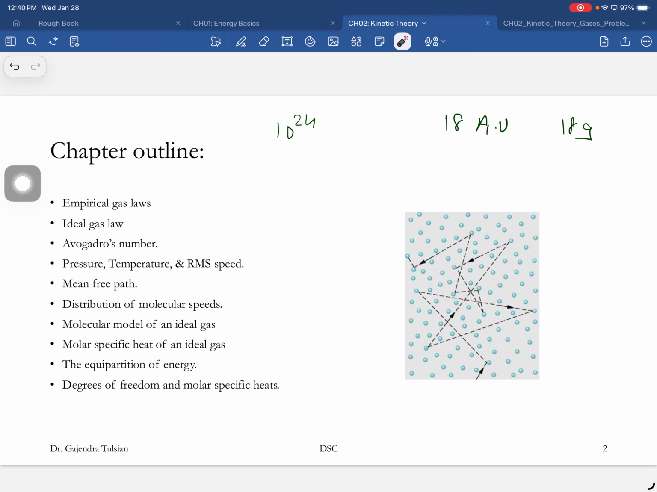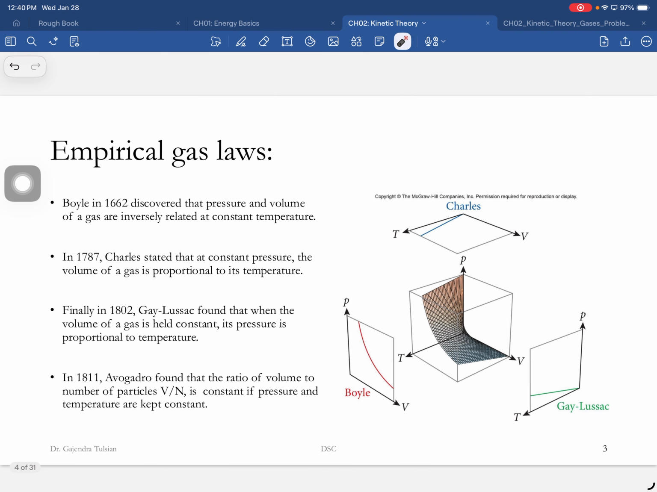So again, the main thrust of this chapter is we'll relate pressure and temperature to the kinetic energy of an individual molecule. That's the big relationship. Then we'll talk about mean free path and all that kind of stuff. So let's get with it.